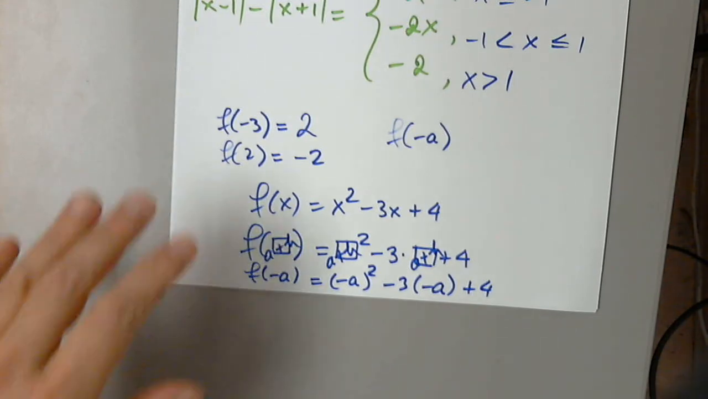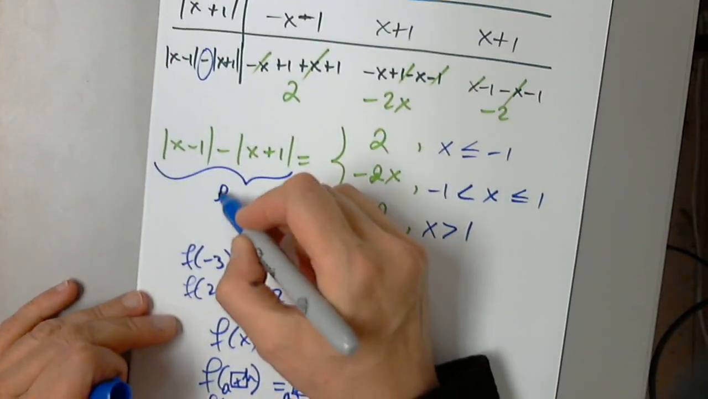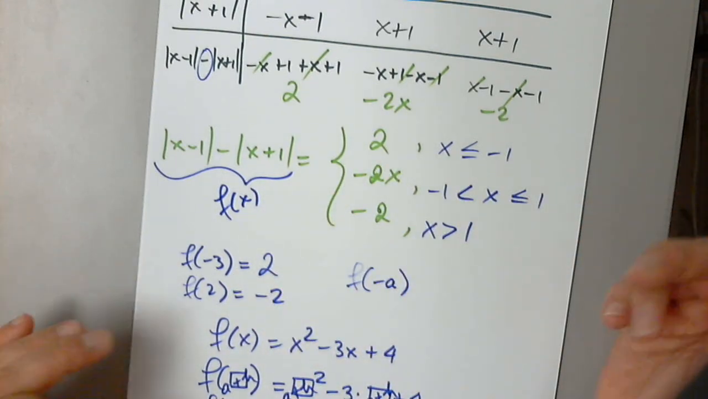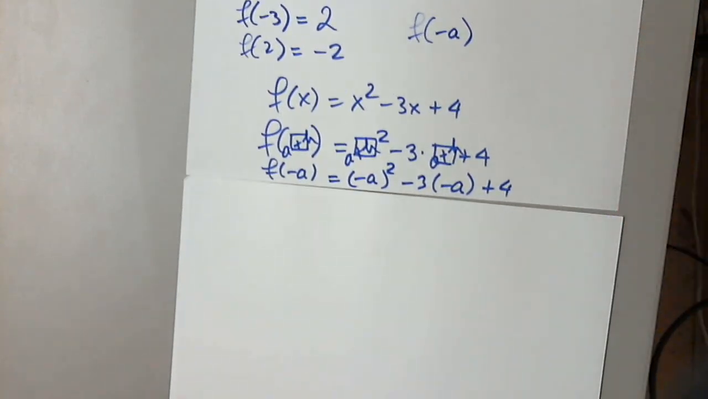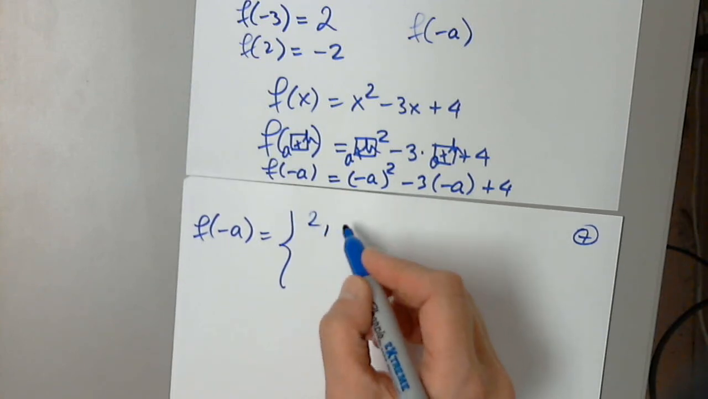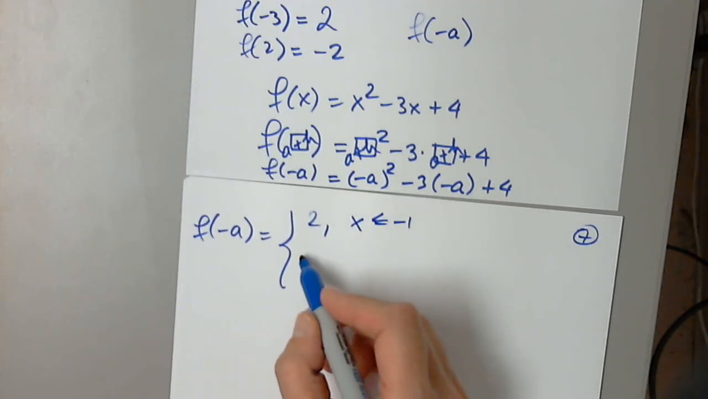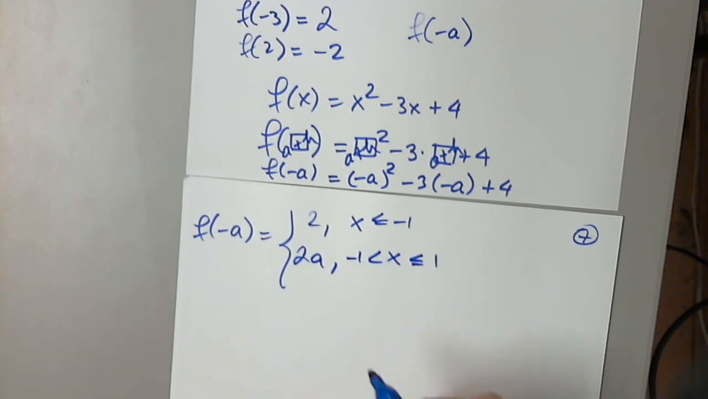Obviously, for this particular function, there is only one x. So if we call this whole thing f of x, and we can, of course, if that's what the book is calling it, then in our situation, f of negative a will simply be 2 for x less than or equal to negative 1, 2a for x between negative 1 and 1, and negative 2 for x greater than 1. This is a very unusual situation. We normally don't evaluate piecewise defined functions like that.